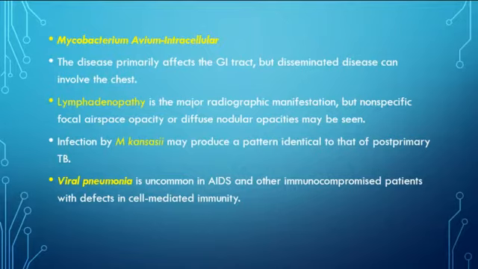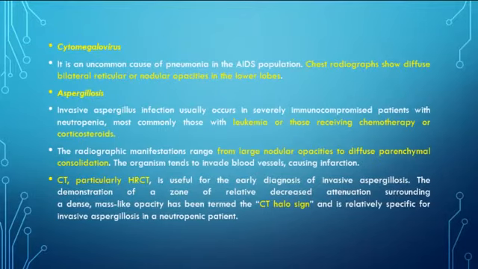Viral pneumonia is uncommon in AIDS and other immune-compromised patients with a defect in cell-mediated immunity. So it's something to keep in mind. Patients with AIDS, which is a viral infection, usually do not have viral pneumonia. They have bacterial pneumonia because the defect is just cell-mediated, not humoral immunity.